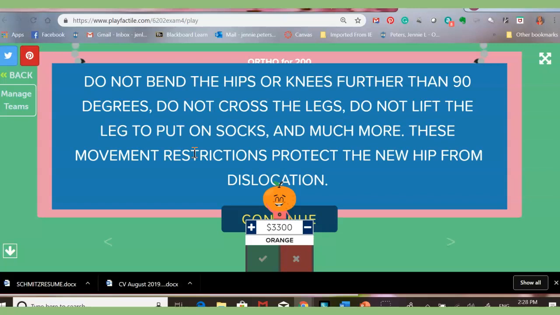So you want to make sure you don't bend at the hips or knees further than 90 degrees. So if they drop something on the floor, they can't go pick it up. They shouldn't be crossing their legs over. Shouldn't be lifting the leg to put socks on, because again, that's flexing at greater than 90 degrees. These people get the lift for the toilet seats, so they're not bending down too much onto the toilet, because we don't want it to dislocate.